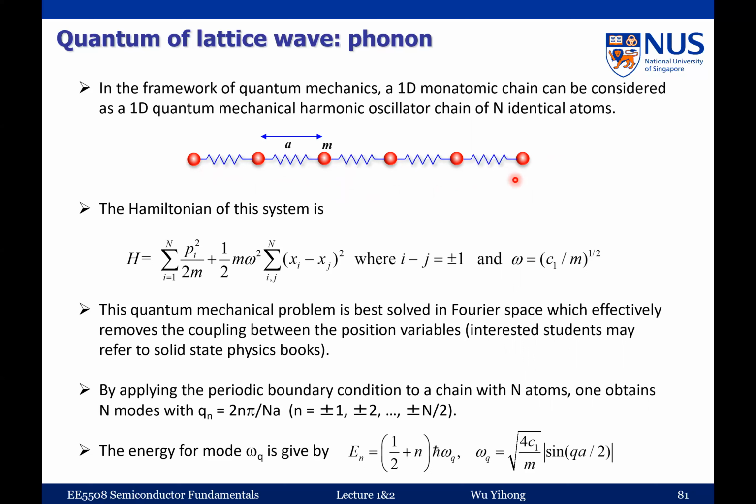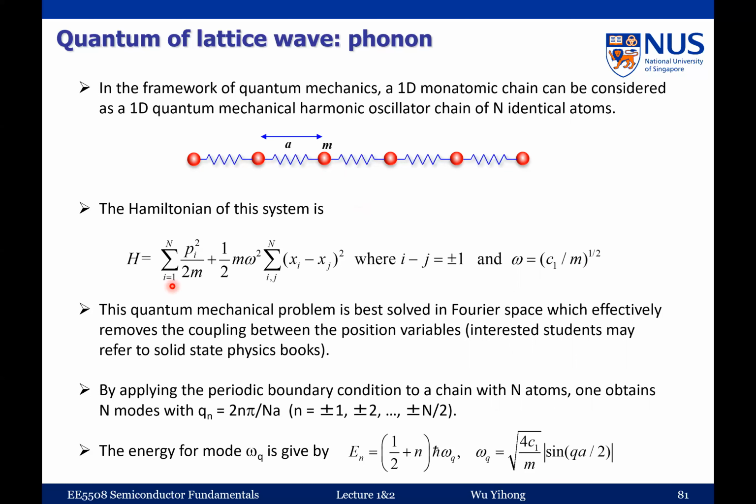That basically determines the property of this lattice vibration. So now in quantum mechanics, we have to write down the Hamiltonian for this monatomic chain. If you focus on each individual atom, you have the kinetic energy operator and the potential energy operator. You put them together, and you have the Hamiltonian.